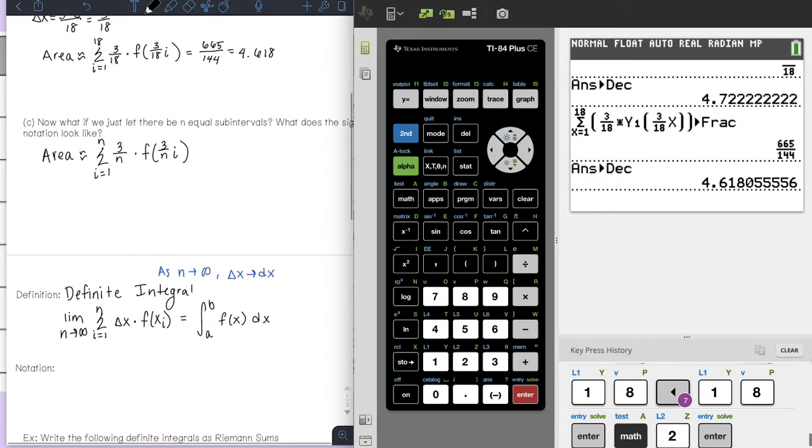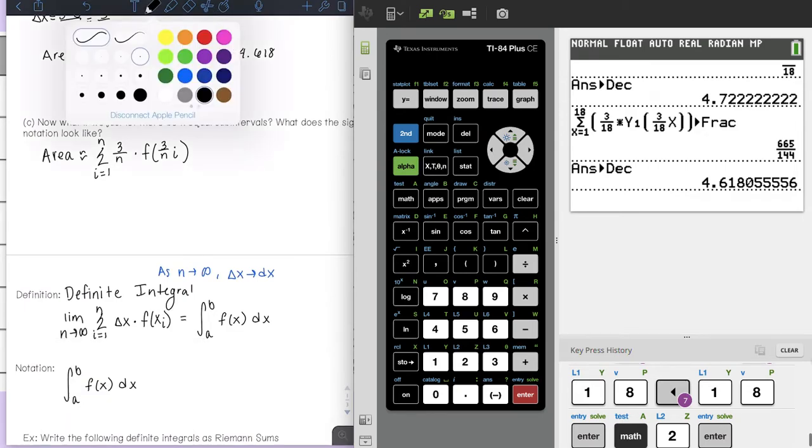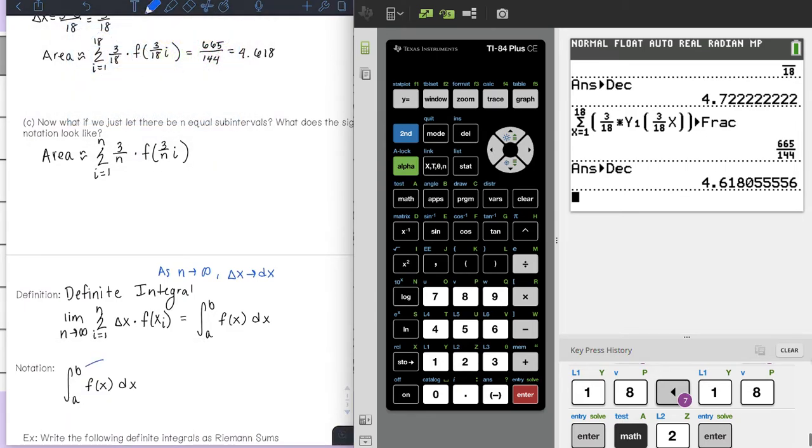Just a couple of notes on the notation here. Actually, we'll just copy it down because my integral symbol is so nice up here. A and B just represent the limits of our integral. So this is the upper bound, the upper limit of our integral. This is the lower limit.